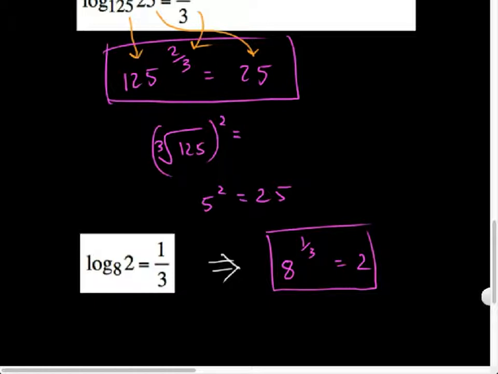Right, so the base is still the base. When I look at this, log base 8 of 2 asks, 8 to what power is 2? And 8 to the 1/3 power is 2 because the cube root of 8 becomes 2.